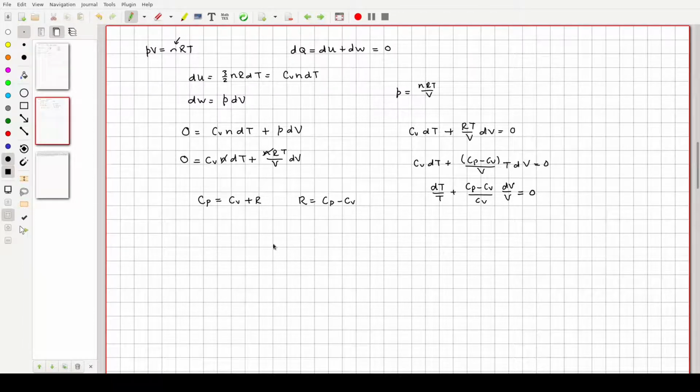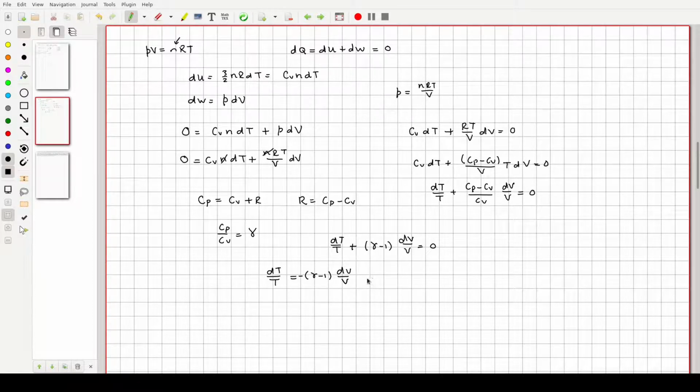Now, we define conventionally C_P over C_V as something called gamma. Inside gamma, you have information about the number of degrees of freedom. And I'm going to show you a few gammas here in a little bit, just to give you a sense of how this works. Now, that said, I can rewrite this as dT over T plus (gamma minus 1) dV over V is equal to 0. Now, what I'm going to do is to take this right here and move it to the right-hand side. I have dT over T on the left-hand side. On the right-hand side, I have minus (gamma minus 1) dV over V.